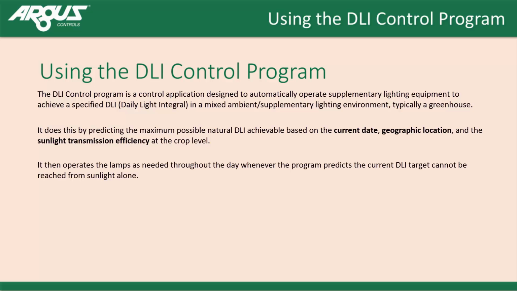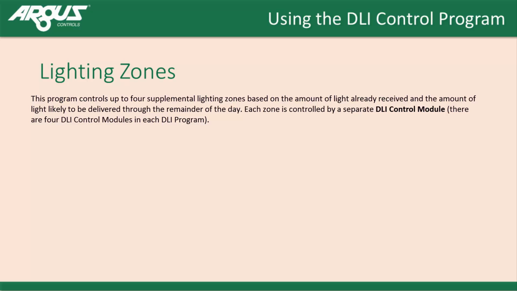It then operates the lamps as needed throughout the day whenever the program predicts that the current DLI target cannot be achieved from sunlight alone. The program can control up to 4 supplemental lighting zones based on the amount of light already received and the amount of light likely to be delivered through the remainder of the day. Each zone is controlled by a separate DLI Control Module. There are 4 DLI Control Modules in each DLI program.